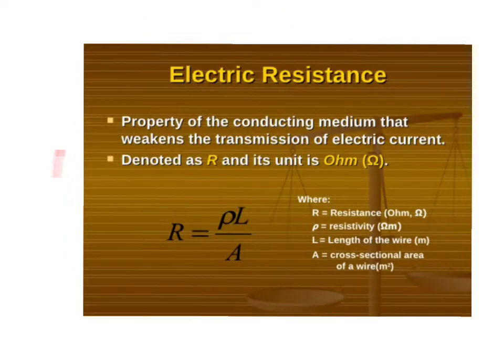Now this is the equation. Resistance is directly proportional to the length of a conductor and inversely proportional to the area of the conductor. And this rho is the constant, also called resistivity. So R is the resistance, rho is the resistivity, L is the length of the conductor and A is the area of cross section of the wire.